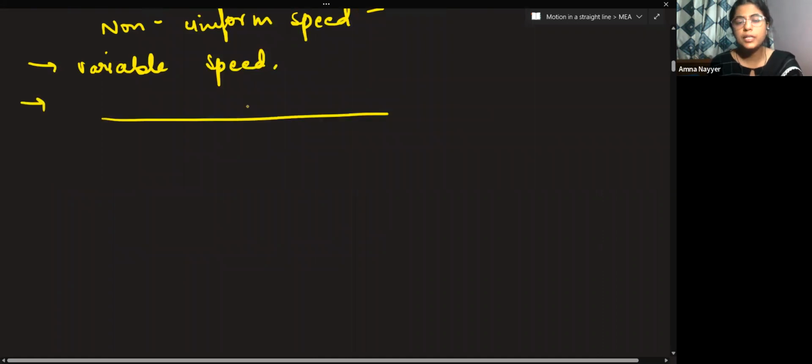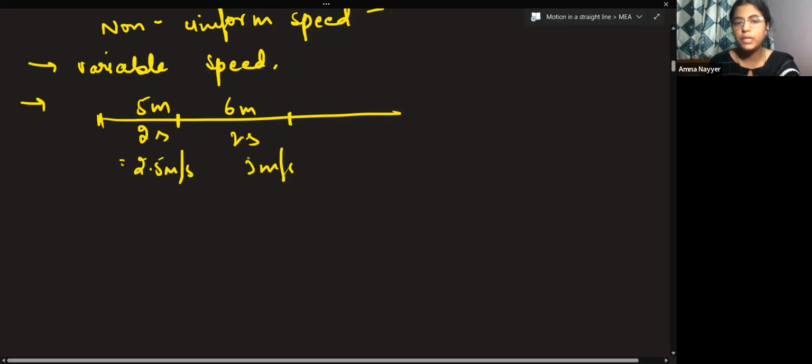For example, a body has started at t equal to 0 seconds. It has again covered 5 meter in 2 seconds. But then in 2 seconds, it is covering 6 meters. We'll call this a non-uniform speed, because here it is 2.5 meter per second, and here it is 3 meter per second. So speed has changed. That means it is non-uniform. Uniformity has vanished.